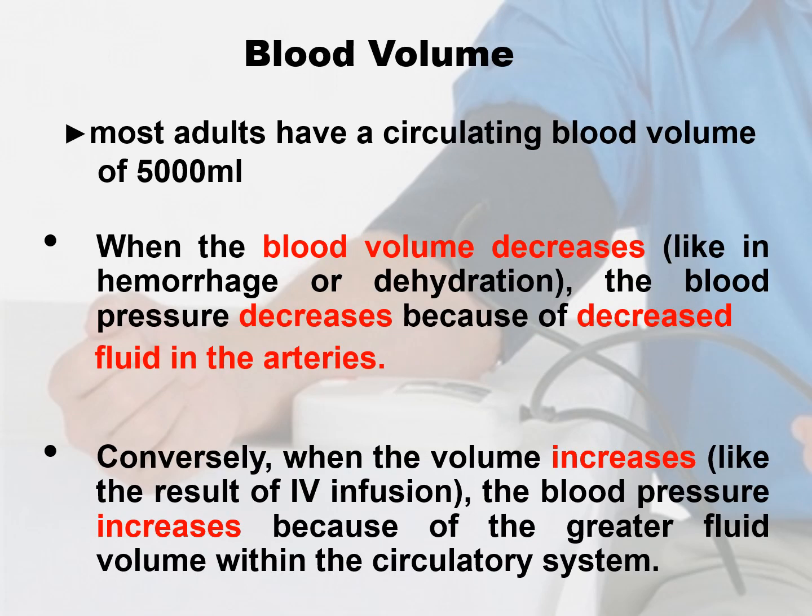The next determinant is your blood volume. The volume of blood circulating within the vascular system affects blood pressure. Most adults have a circulating blood volume of 5 liters. Normally, the blood volume remains constant.